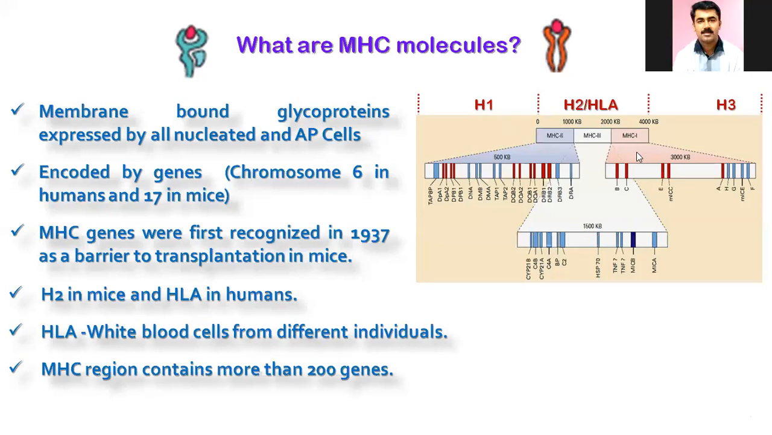The region is again divided into three parts: MHC class 1, MHC class 2, and MHC class 3 region. MHC class 1 and class 2 are classic molecules, whereas MHC class 3 are non-classic molecules. MHC class 1 and class 2 are membrane-bound molecules, whereas MHC class 3 are secretory molecules. They usually accommodate different types of cytokines like TNF alpha, TNF beta, lymphotoxin alpha, etc., and to some extent, molecules of the complement system.